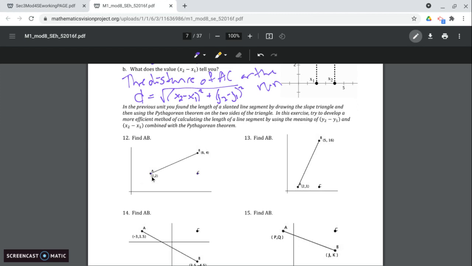From an x value of 2 to an x value of 6, 6 minus 2, squared, plus 4 minus 2, squared. Take the square root of that. 6 minus 2 is 4. 4 minus 2 is 2. 4 squared is 16. 2 squared is 4. 16 plus 4 is 20. So this distance for AB is the square root of 20.